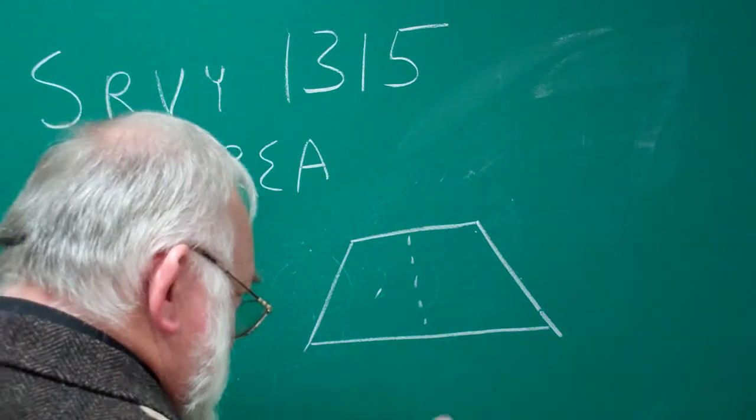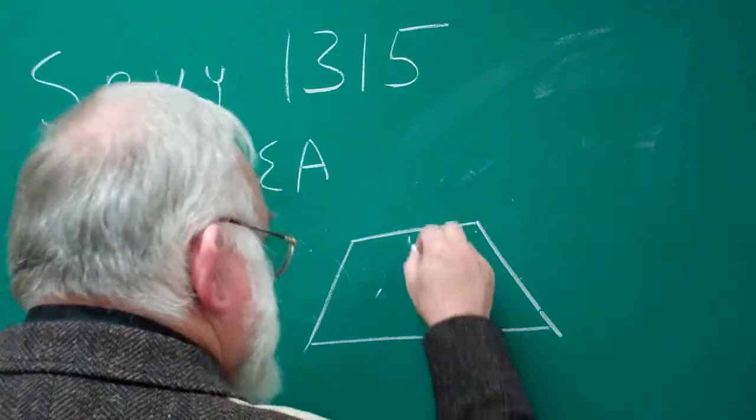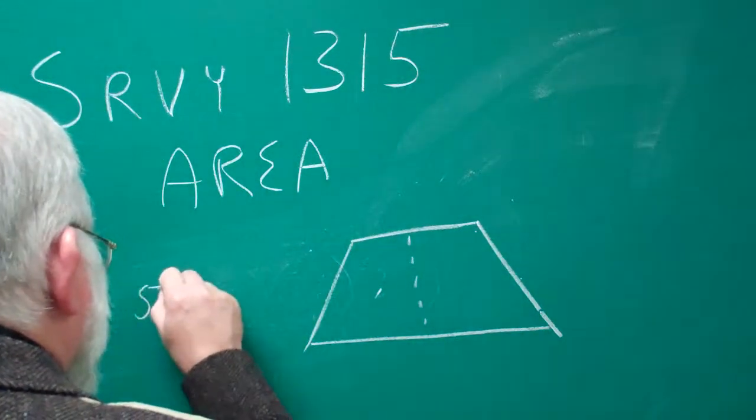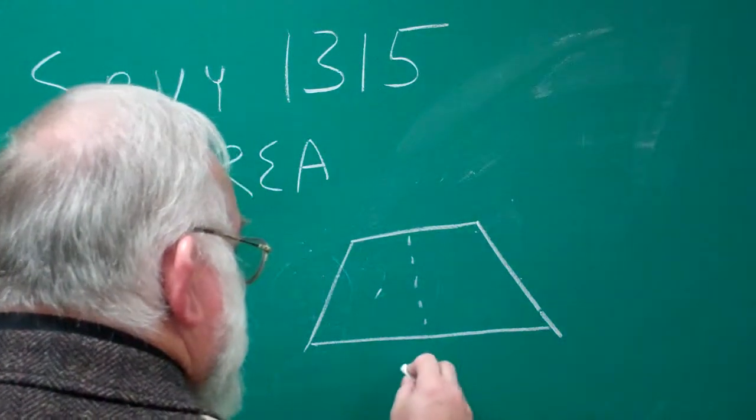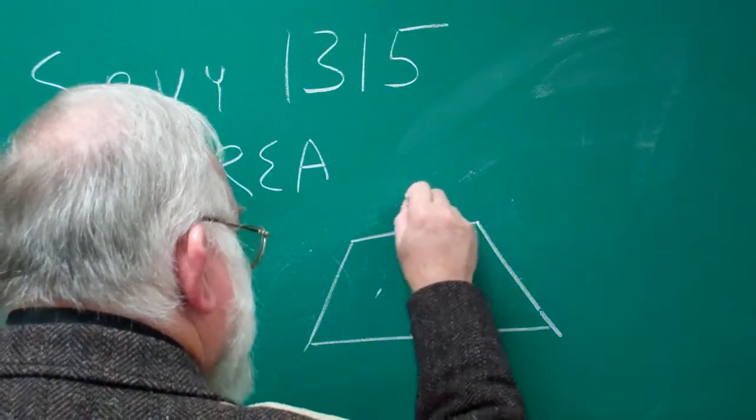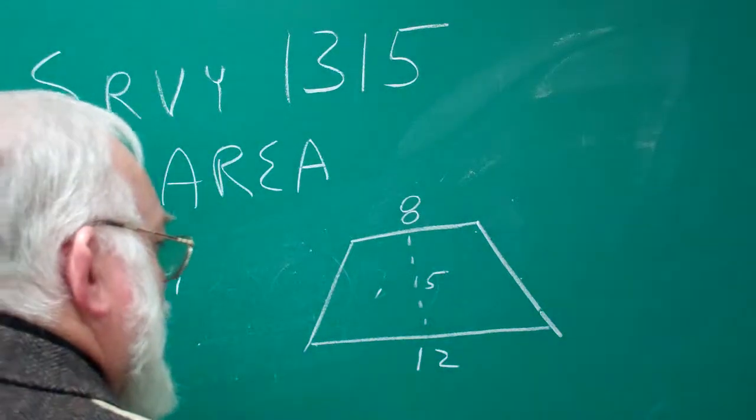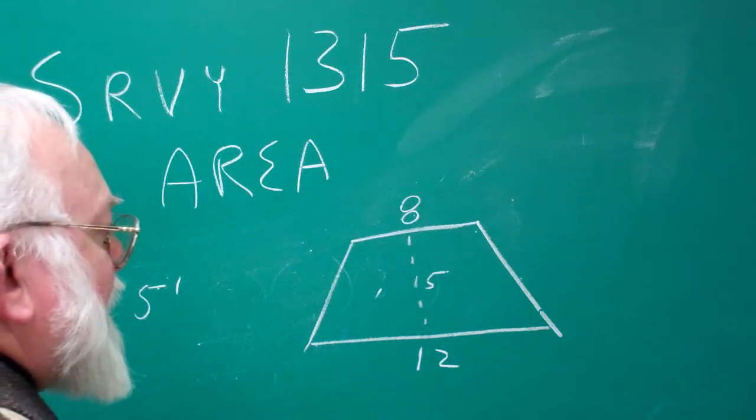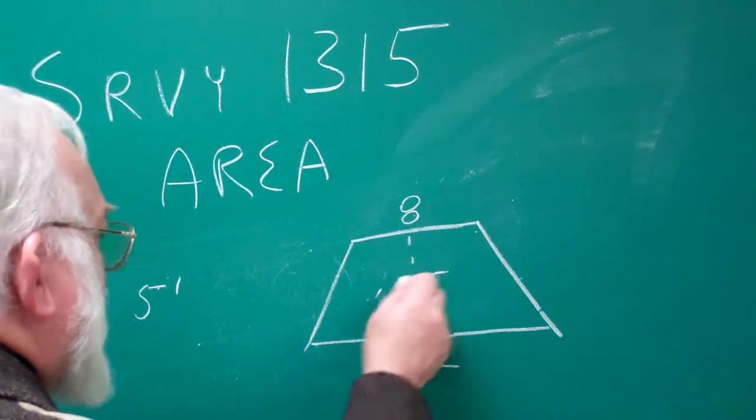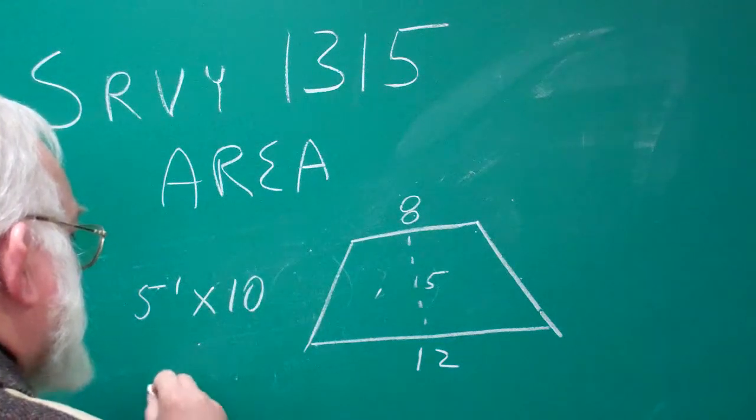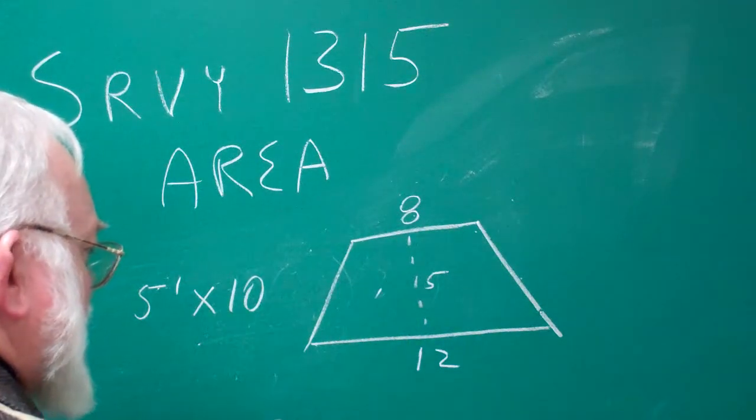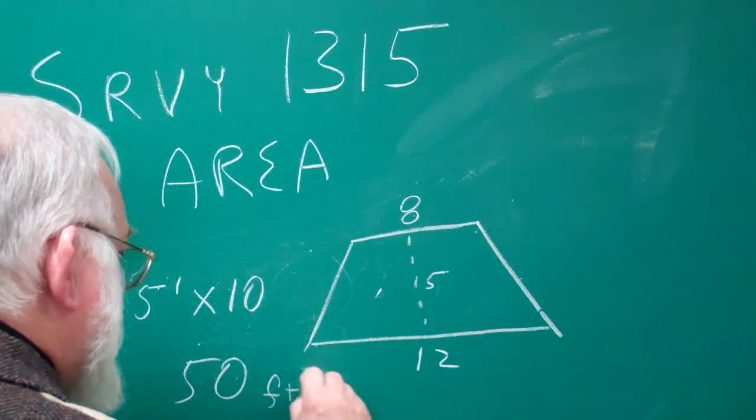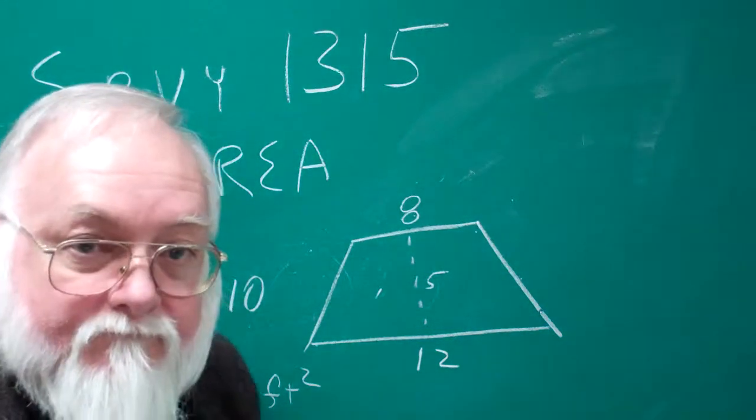Well, first you cheat. You measure the distance between these two lines, and we'll just say that that's 5 feet. And then we'll say that we'll call this 12 and we'll call this 8. So what's the average of 12 and 8? That's 10. So 5 times 10 gives us a cross-section area of 50 square feet.